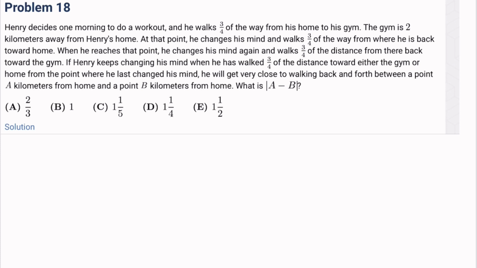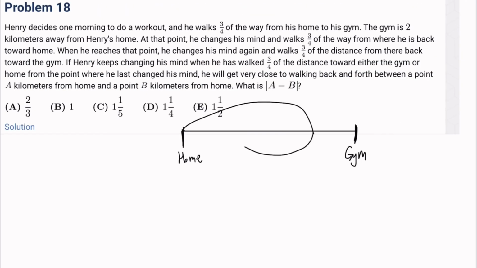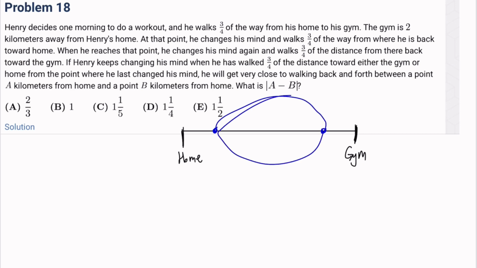Let's change this guy's name from Henry to Hamlet, right? And so if we have Henry's home here, and we have the gym here, then he walks 3/4 of the way, right? So he walks this much, but then he comes 3/4 back, and then he goes 3/4 again. And so if this continues, then he will cycle between 2 points, it said. So it's just between here and here, right? And so he will just cycle between these 2 points. And that is only possible because this point, seen from this point of view, is the 3/4 point. And same thing for here. Seen from this point is the 3/4 point.